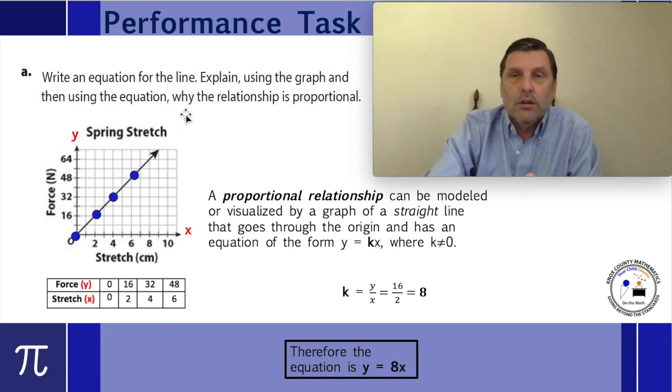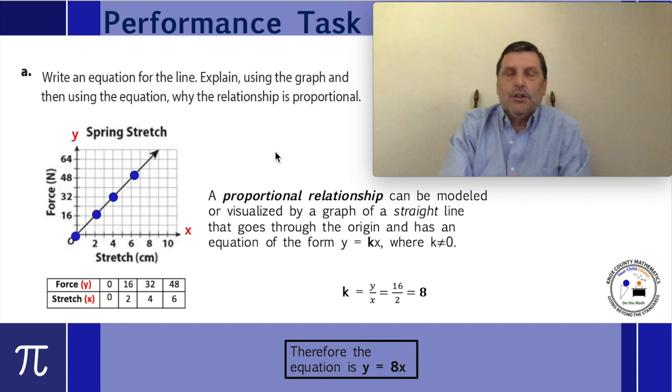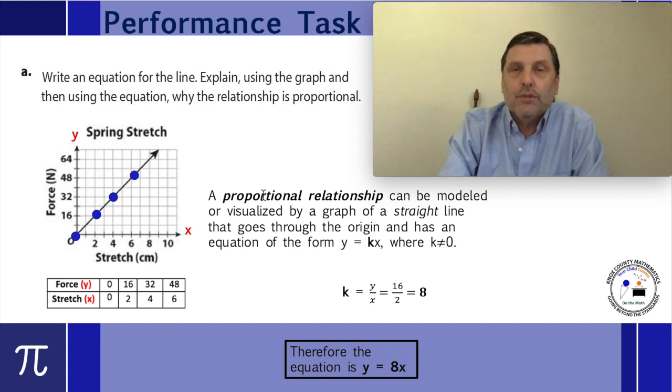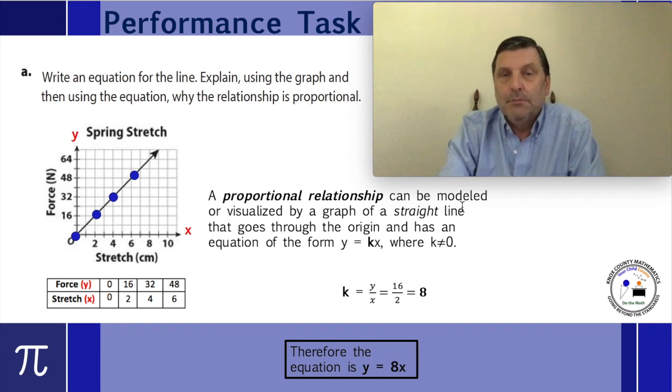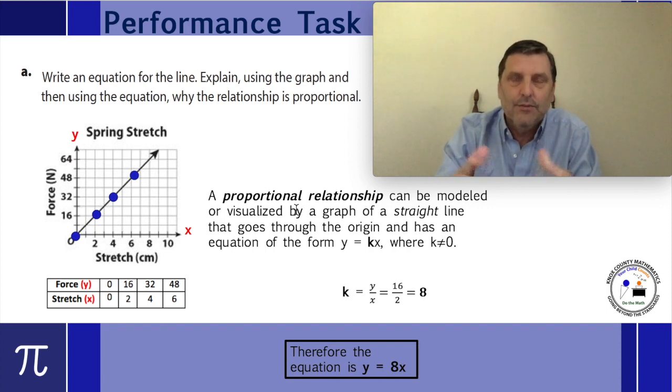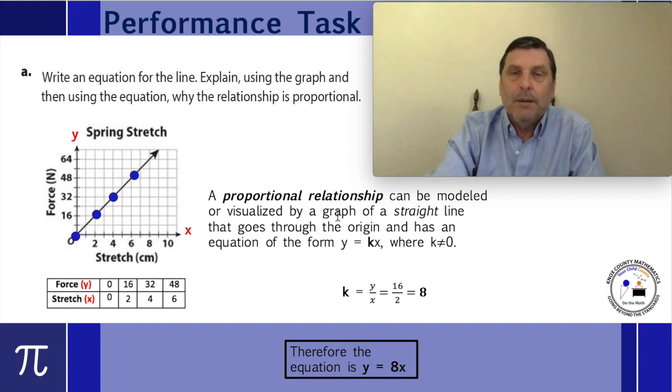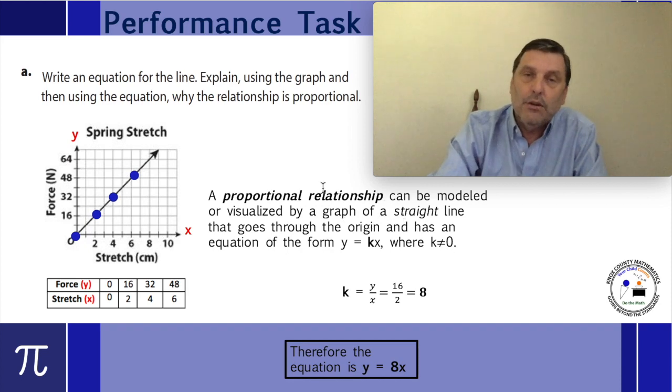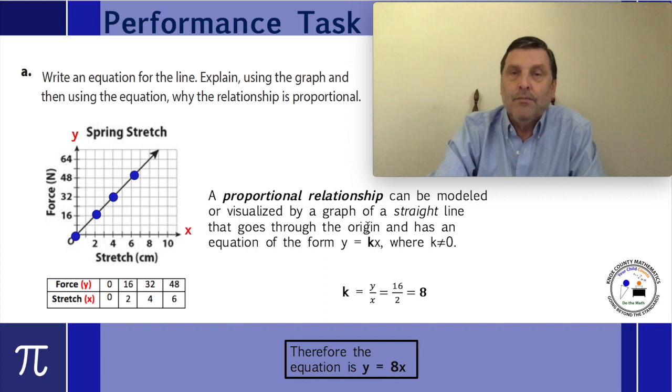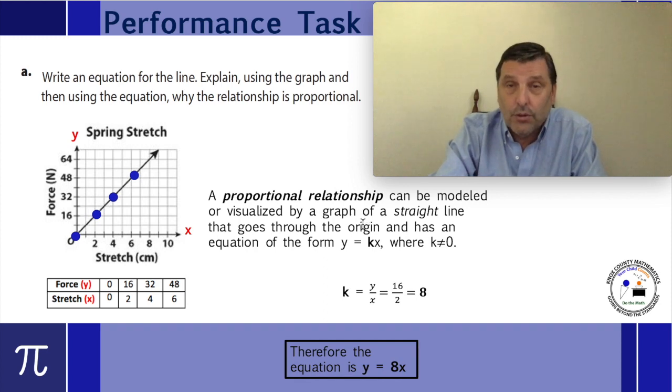Now, what we learned in previous units, we learned that a proportional relationship can be modeled or visualized. Modeled or visualized, kind of the same thing. How can we visualize what's going on here? By a graph of a straight line that goes to the origin. So we know it's a proportional relationship if it's a straight line that goes to the origin.